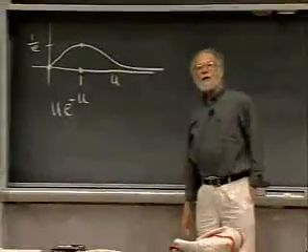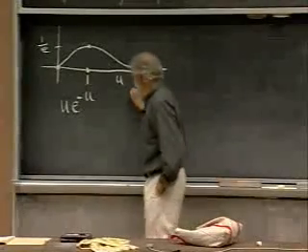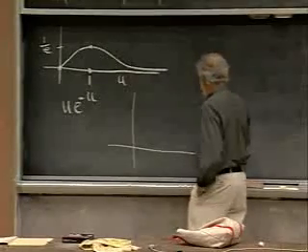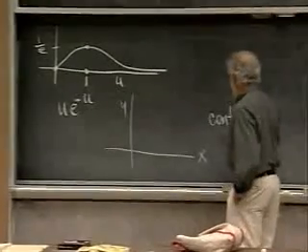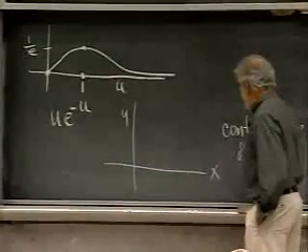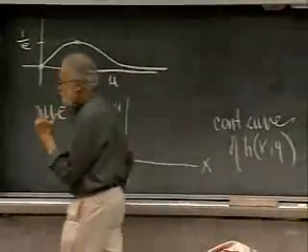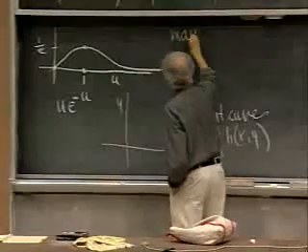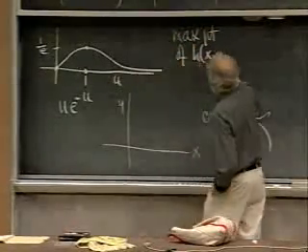What do the contour curves of this look like? Aha. Well, if we're looking at the contour curves of the function h, here's x, here's y, and we want the contour curves of the function h of x,y, what do I know? Where is its maximum? The maximum point of h of x,y is where?